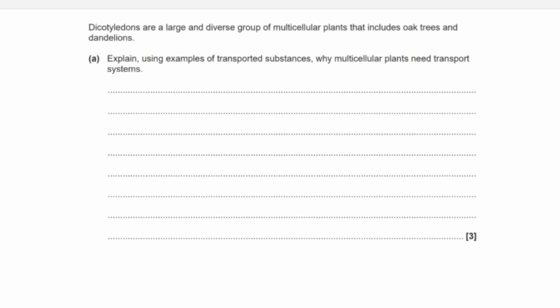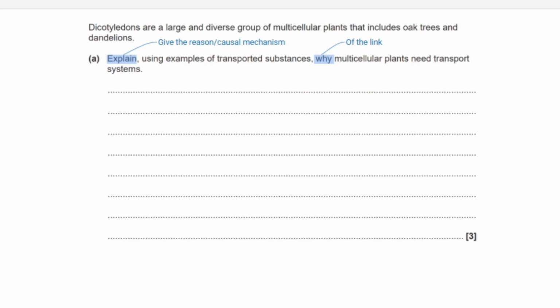Let's take a look at this explain why question and consider the best approach towards answering it and securing all marks. So, explain using examples of transported substances why multicellular plants need transport systems. In explain why questions, you need to give the reason or the causal mechanism of why a particular phenomenon is occurring. In this case, why multicellular plants need transport systems.